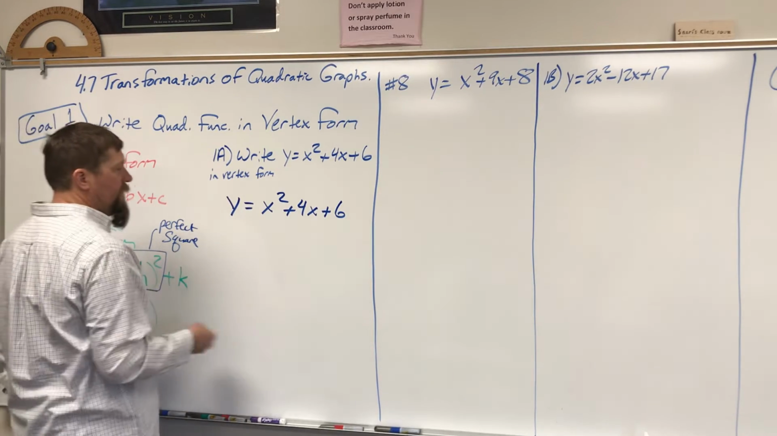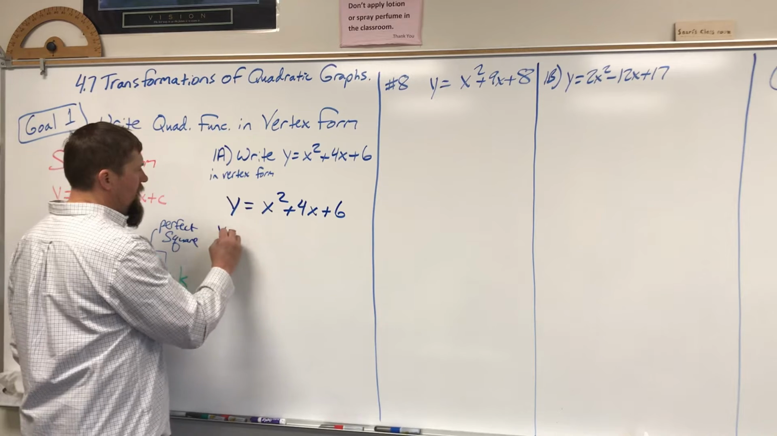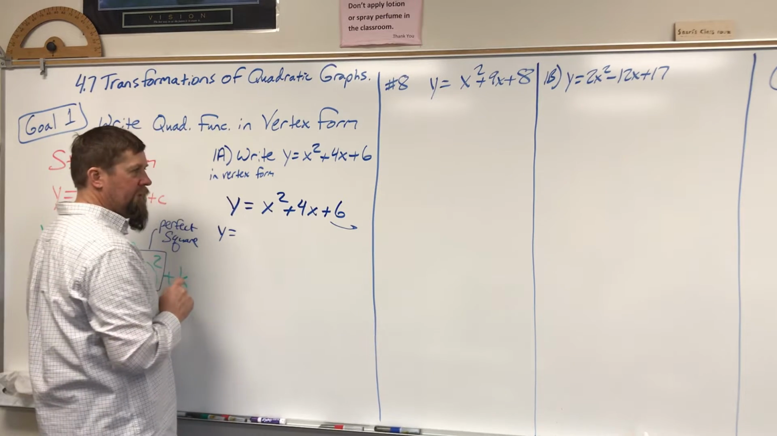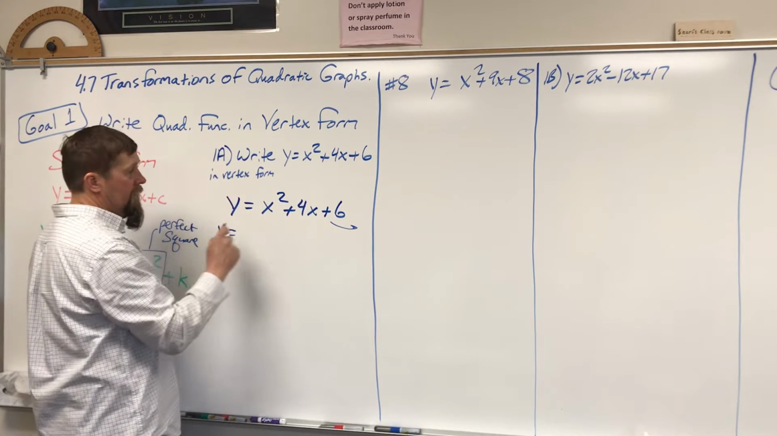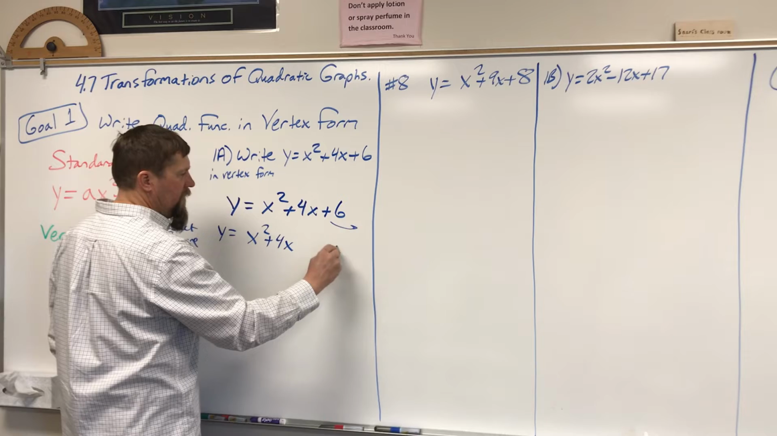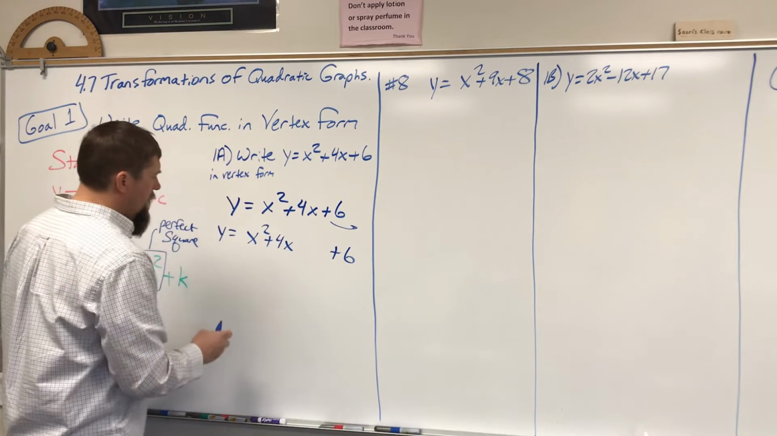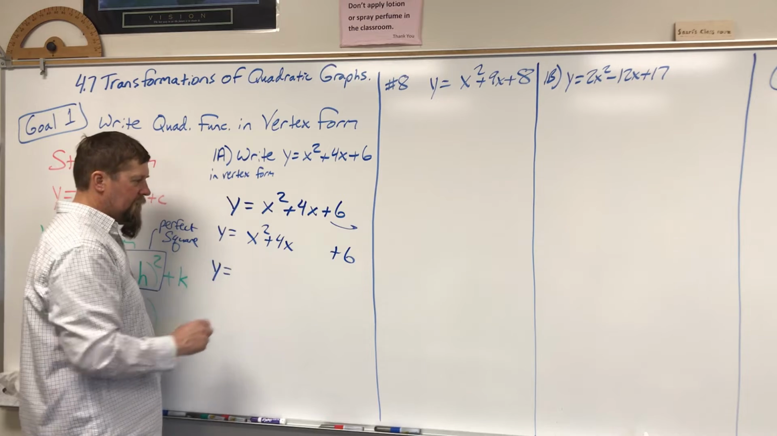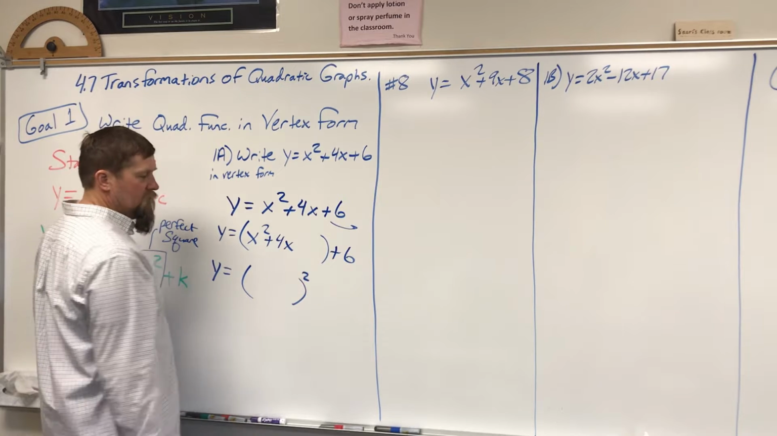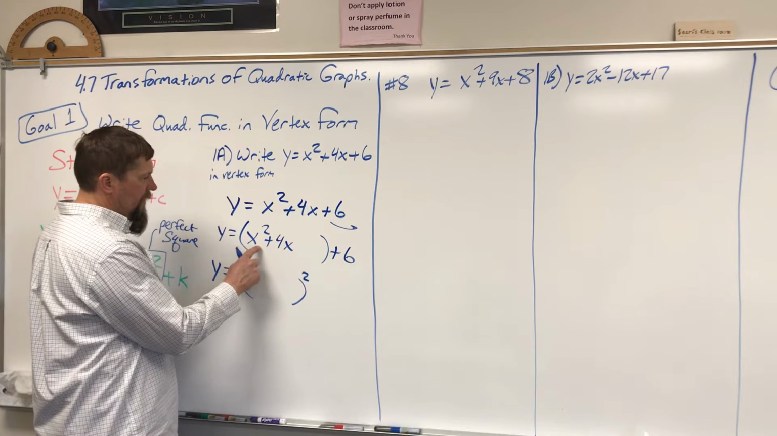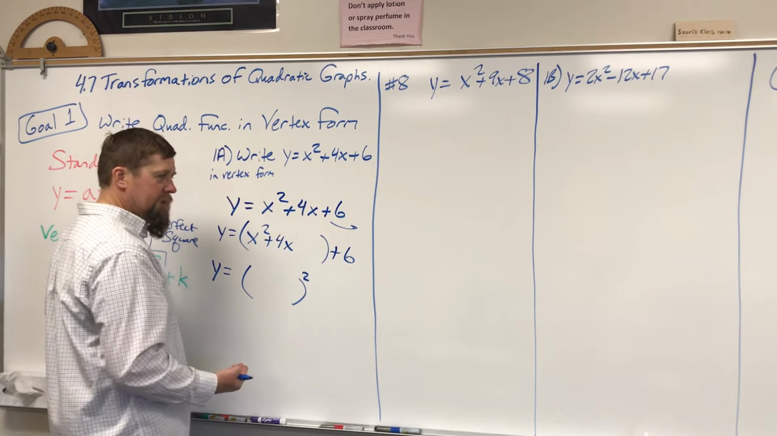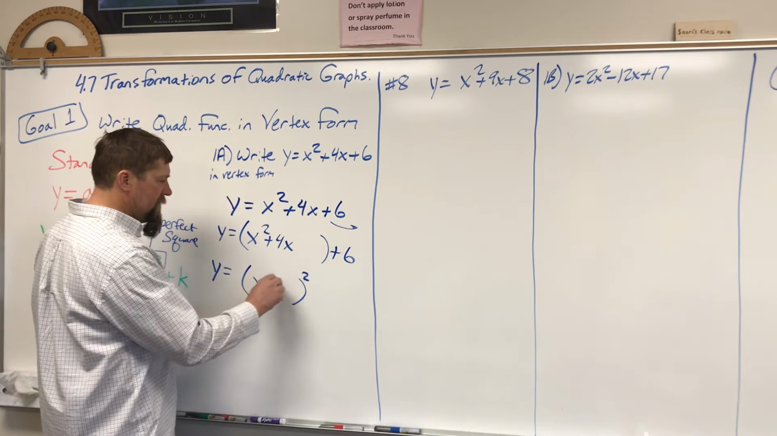Here's how the process works. Y equals, and I'm going to bump out the constant. I'm not going to move it over to the other side, I'm just going to bump it out. So I end up with x squared plus 4x, plus 6. The reason I do that is because I am going to make x squared plus 4x into a perfect square. To do that, we use the completing the square technique, which we know is going to be x plus 2.